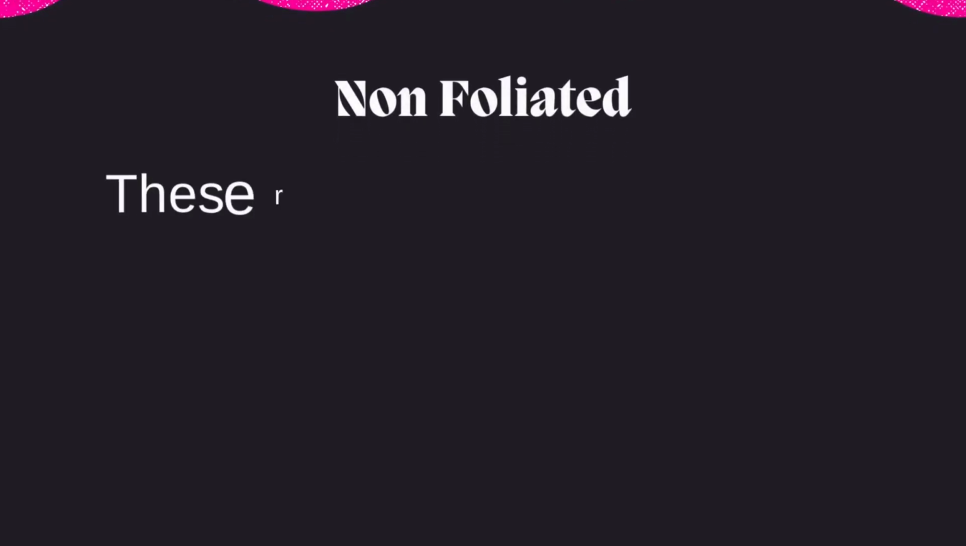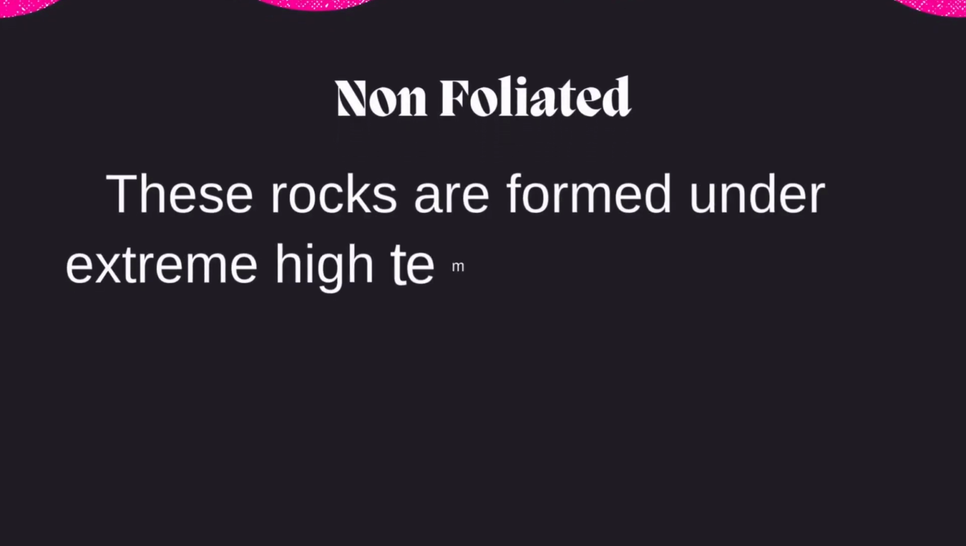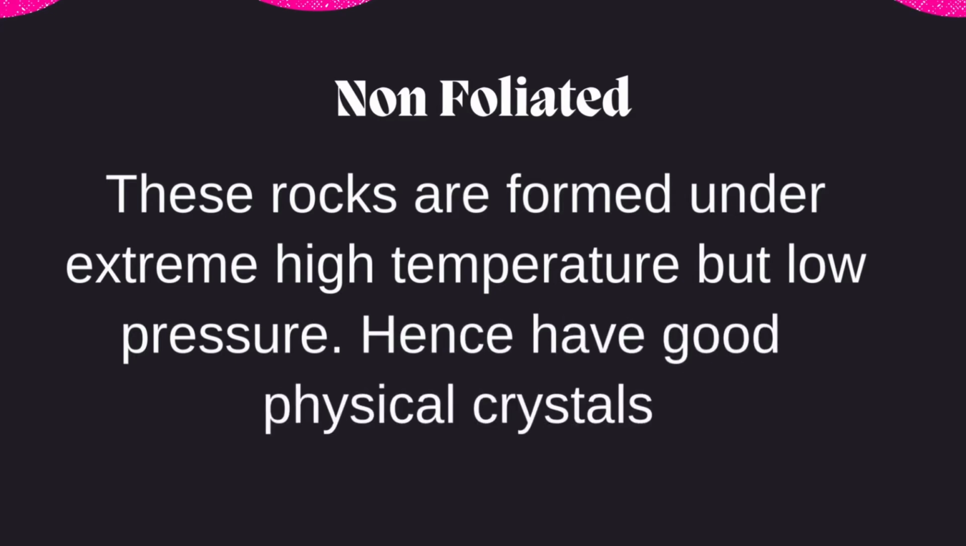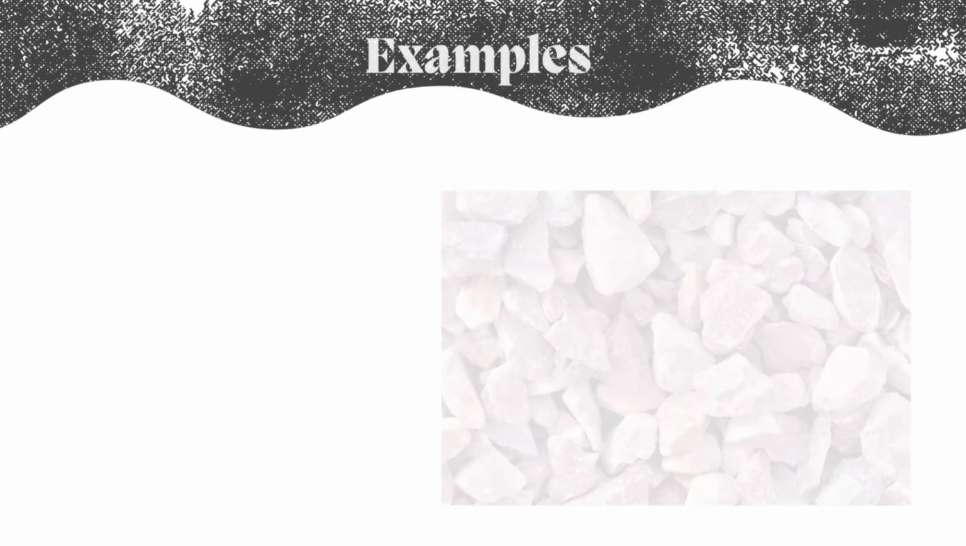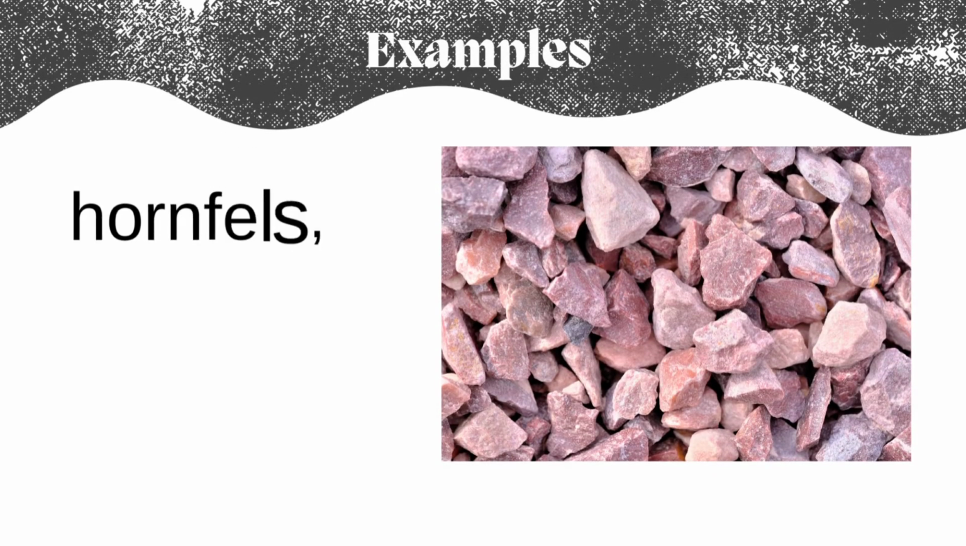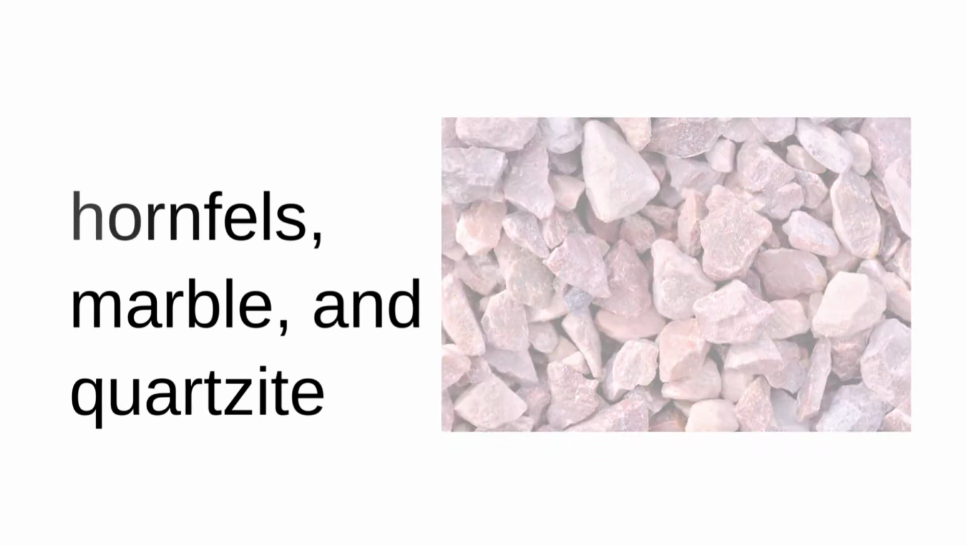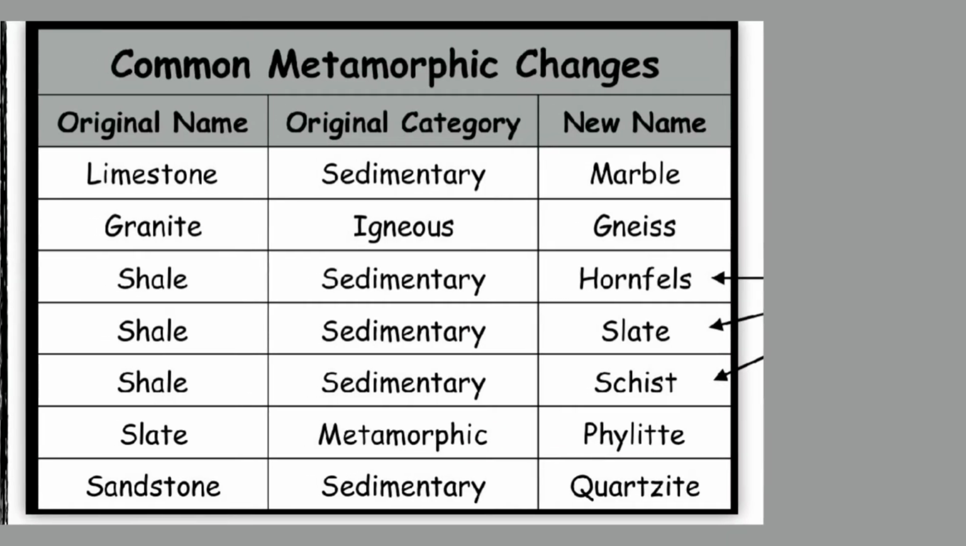On the other hand, non-foliated metamorphic rocks do not form that kind of layer. Do you understand? The rocks are formed under extreme high temperature but low pressure. It takes time to cool, hence their crystals are very, very large. Take note, they do not have that squished layer. Examples are marble and quartzite. Say quartzite. So quartzite is an example of a metamorphic rock.